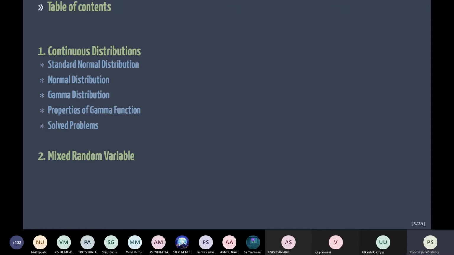Then we will see gamma distribution. So gamma distribution is related to the exponential distribution. So we will see how. So properties of the gamma distribution, and we'll see some solved problems. And then if we have time, we will look at mixed random variables. So mixed are neither fully continuous nor fully discrete. So we can have such cases as well.